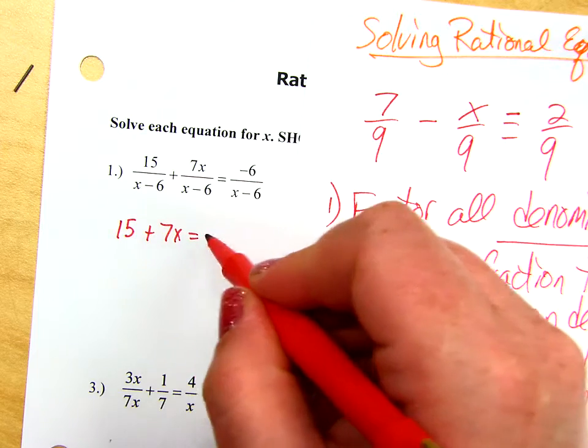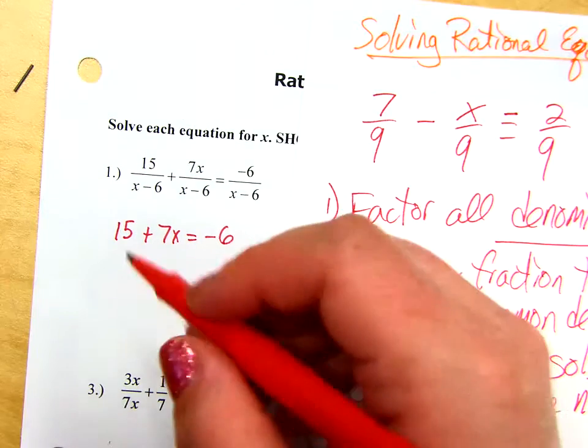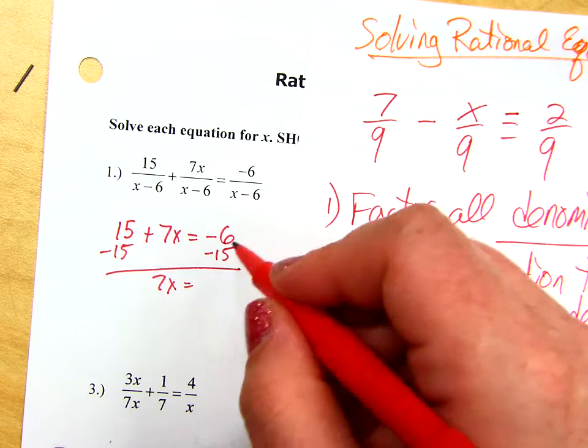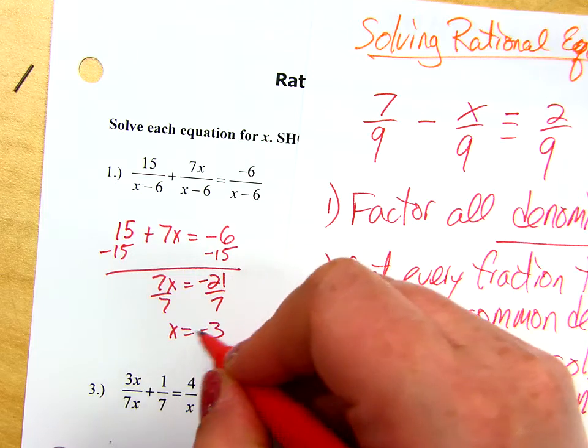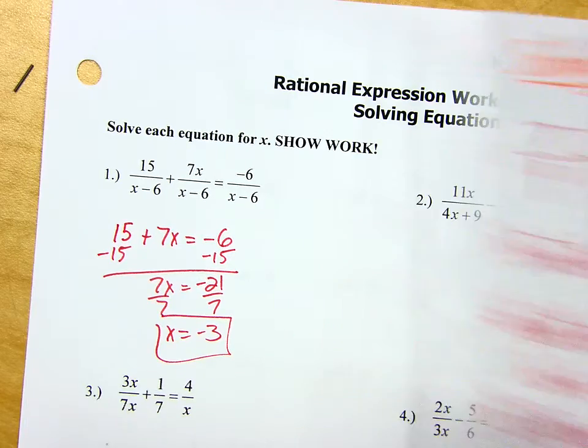I'm just going to solve this equation: 15 plus 7x equals negative 6. Much easier equation. I'm just going to solve it like I normally would. I would normally minus 15. 7x equals, what's that, negative 21. Divide by 7. I got negative 3 as my answer. Is negative 3 going to turn any denominators into zeros? No, so it's a perfectly fine answer. So that's my answer: x equals negative 3, that's it. So you try number 2. Same exact idea.